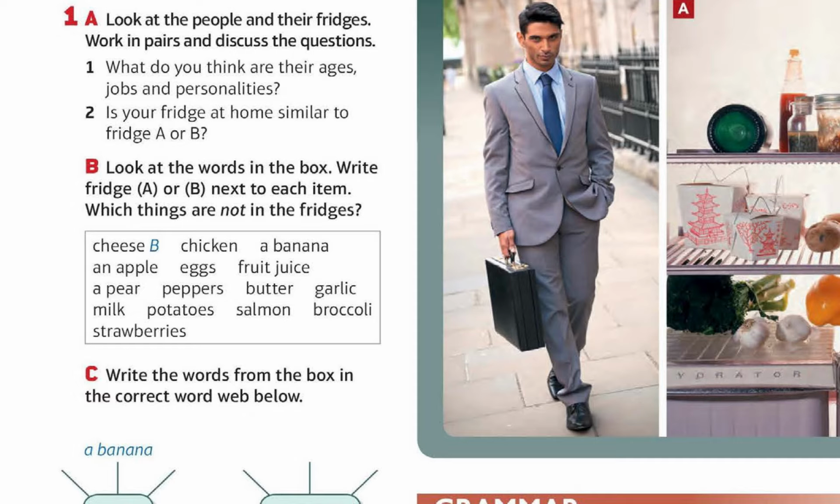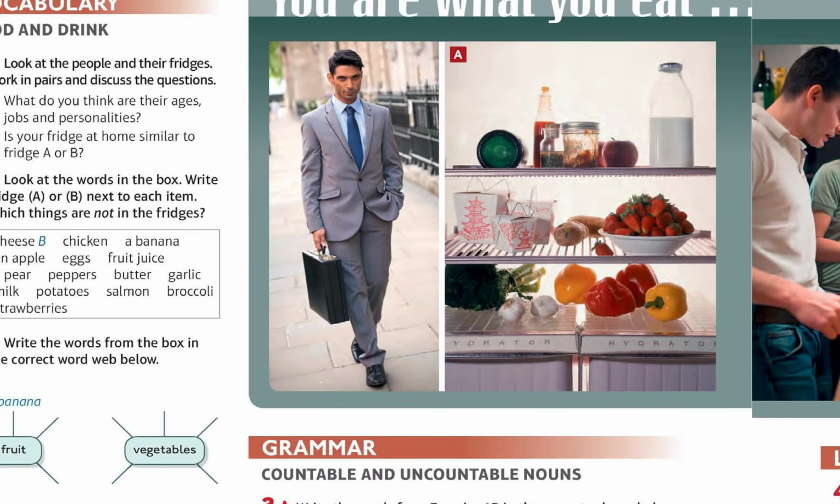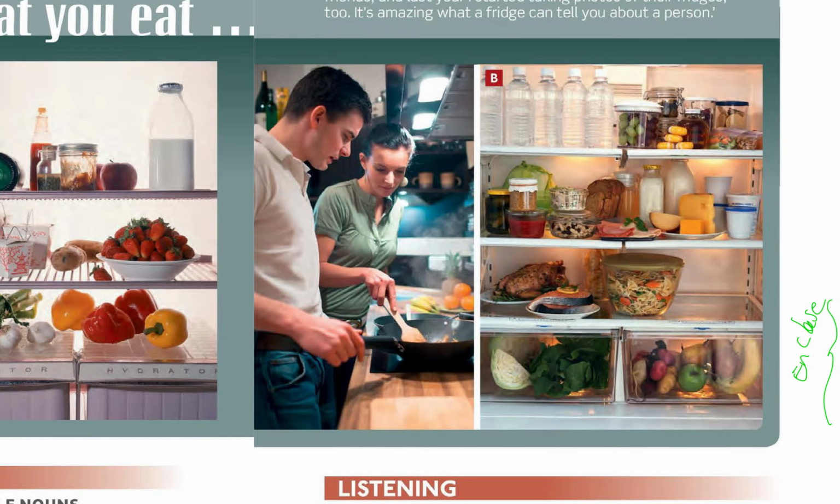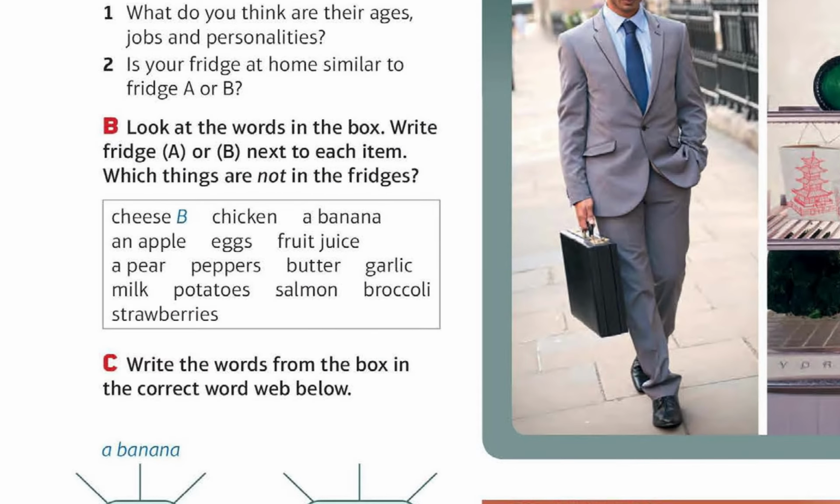Now, look at the words in this box. Write fridge A or B next to each item. What things are not in the fridge? You see? We have cheese in fridge B, here. Cheese, fridge B. So can you write A or B next to each of these items? Which one is not in any of the fridges? Write it down and check your answers later.